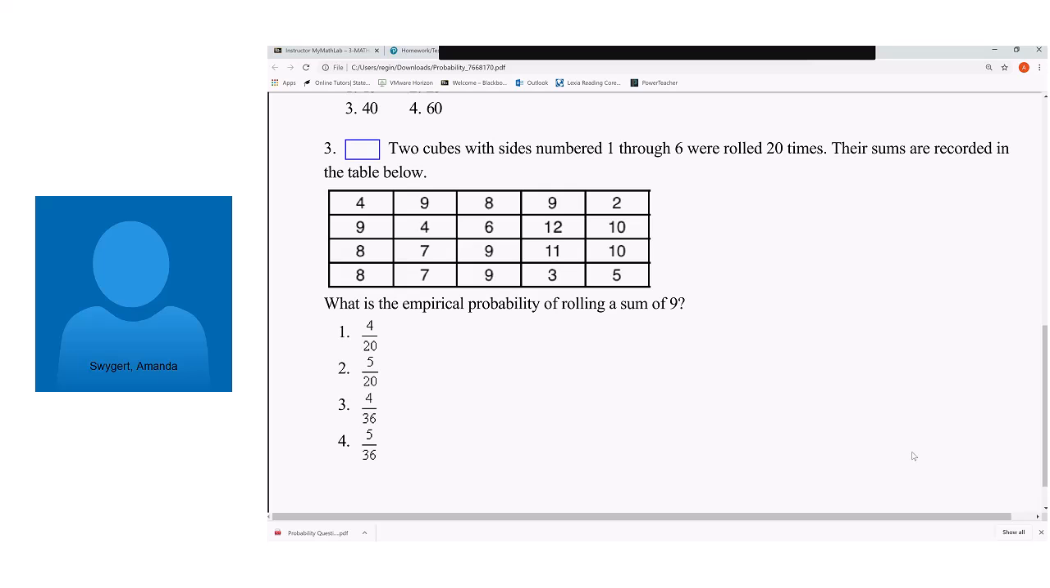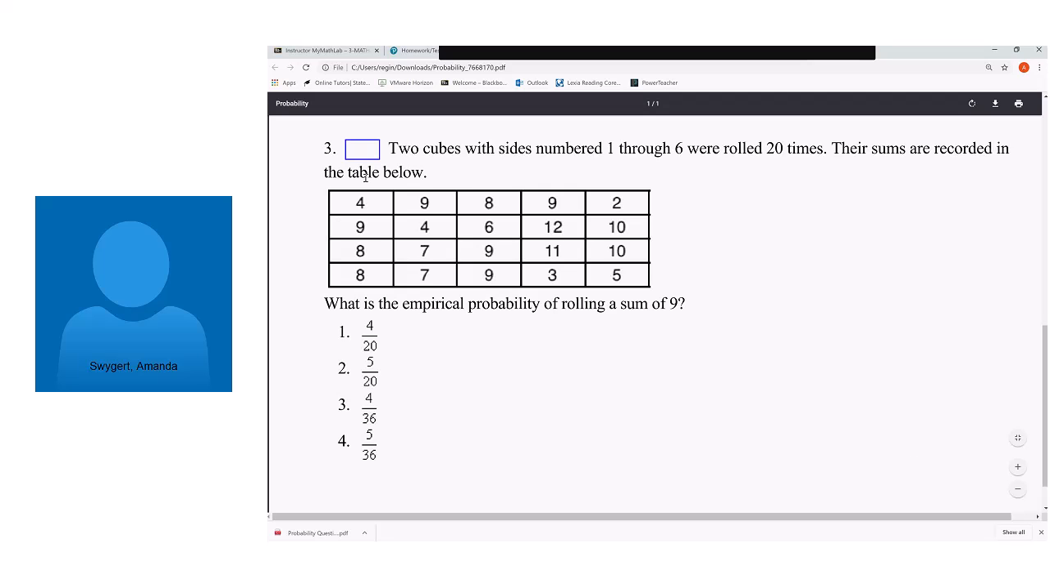This is going to be similar to what you'd be doing with your standard coin report. This is working with dice, but it's the same idea. So 2 cubes with sides numbered 1 through 6 were rolled 20 times. Their sums are recorded in the table below. So they rolled the dice, looked at the 2 that were on there, and took their sum. They added them together. In the first trial, you can see that there was a sum of 4. Second time, a sum of 9. Third time, a sum of 8. And this is the sums of all 20 times that they rolled those dice.